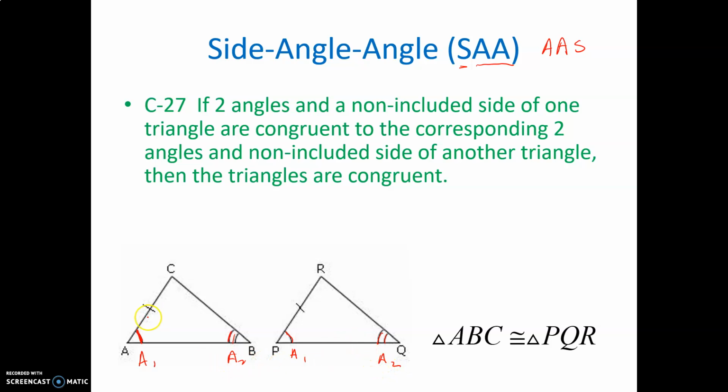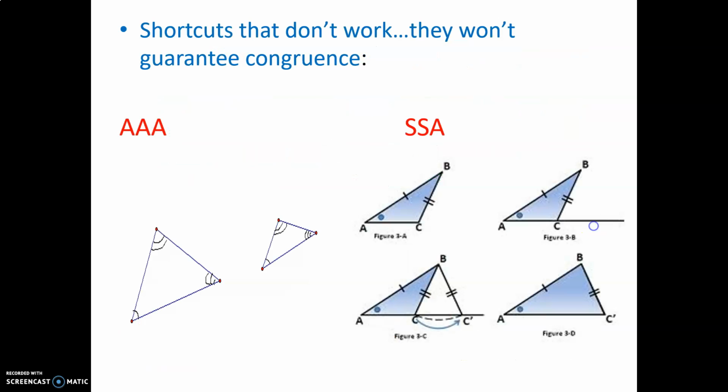And there is a side that is not between them over here. So here are my 2 angles. Not the side between them, but a side that is not between them. So two angles and the side not between them. So if two angles and a non-included side of one triangle are congruent to the corresponding two angles and non-included side of another triangle, then the triangles are congruent. So you can say that triangle ABC is congruent to triangle PQR.